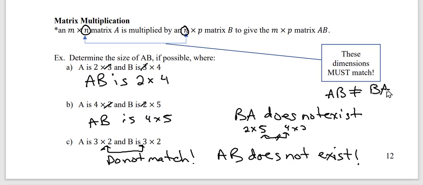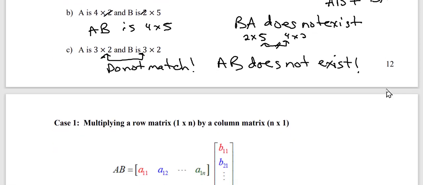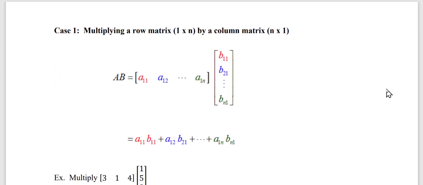Even if it does work, say for example, they're both 2 by 2. You can multiply both of those, but the result will not be the same, even though they're the same size. Let's talk a little bit about how we multiply matrices. We are first going to talk about multiplying a row matrix by a column matrix. And then we'll expand that. What if they're not row matrices or column matrices?